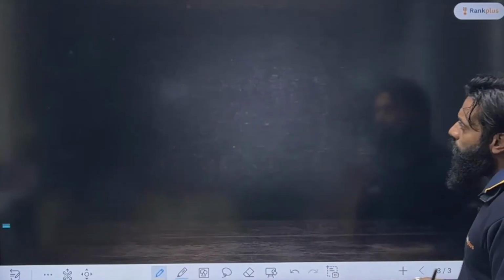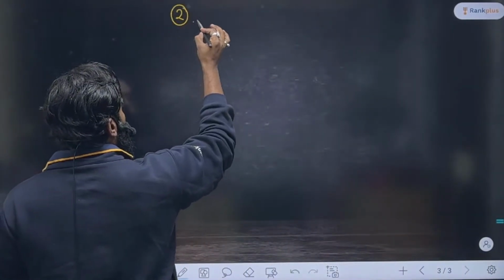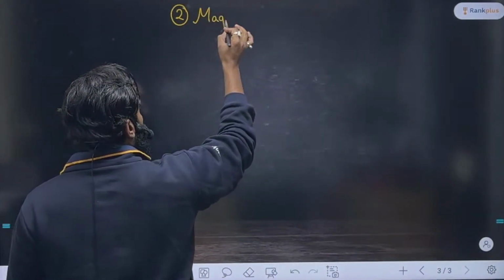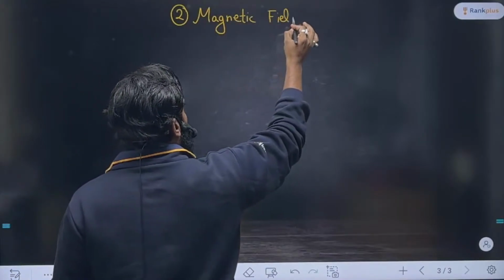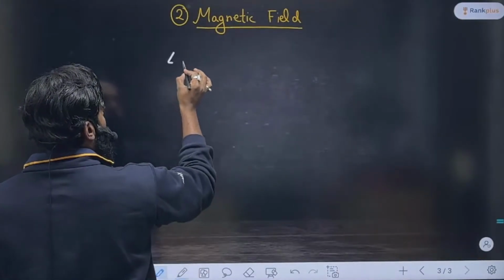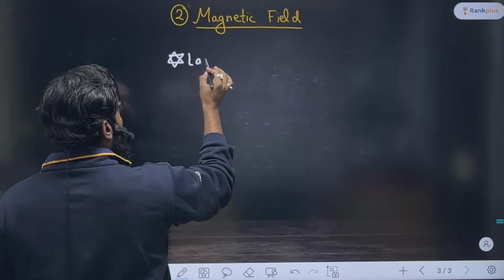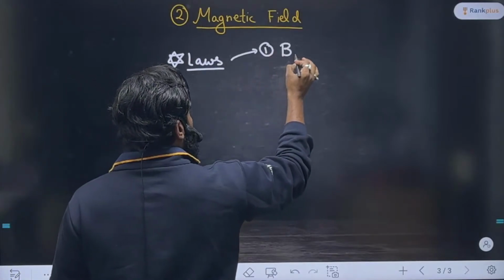Now, let's move towards the magnetic field. To find the magnetic field, we have two laws. Let me first write down the laws which we will be using. So, one law is the Biot-Savart law.